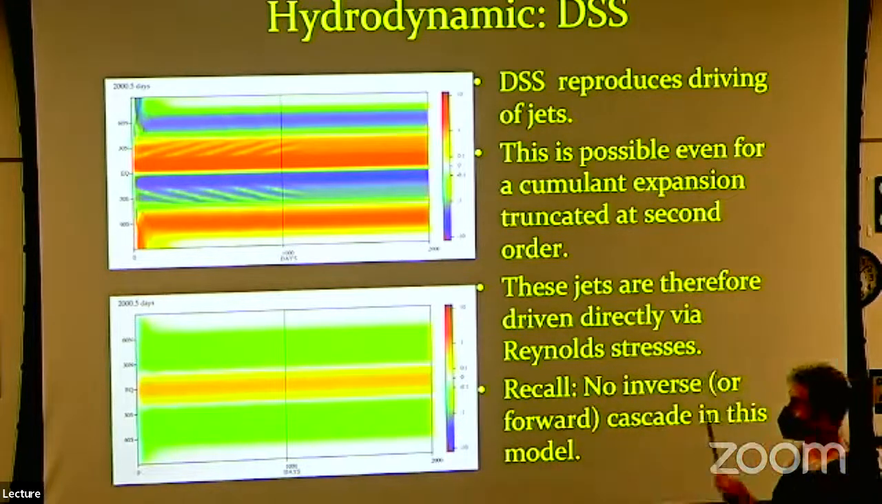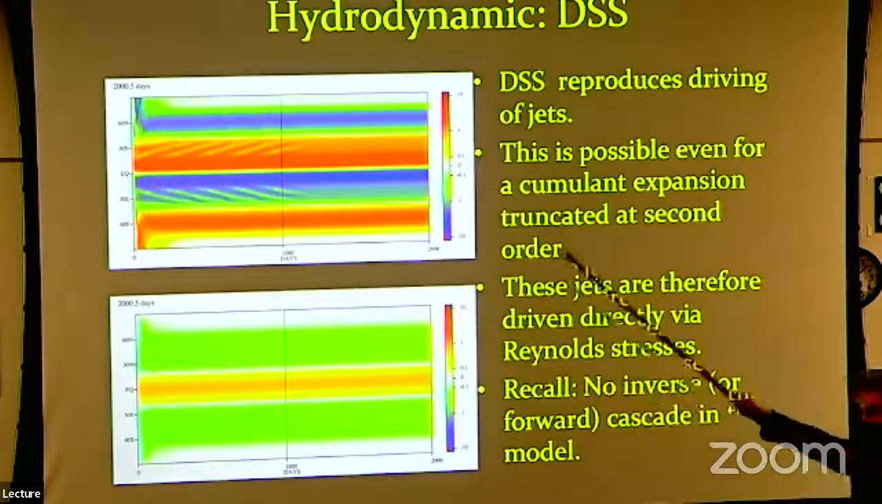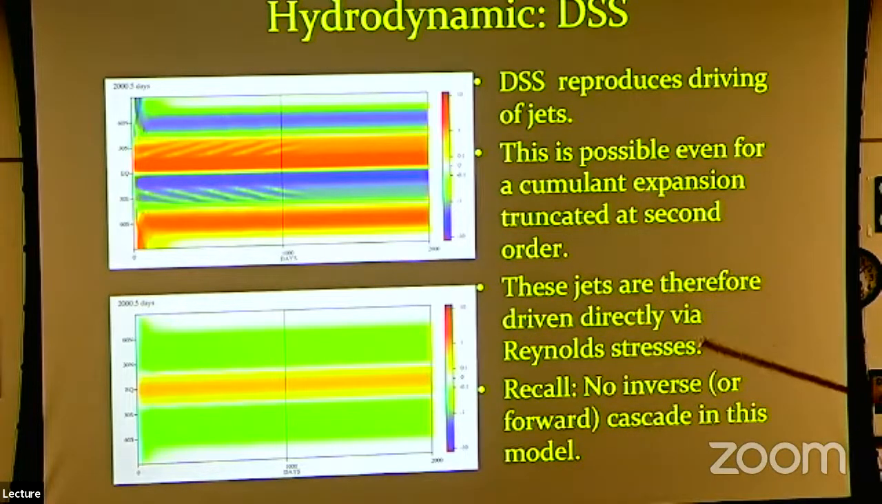So this is the direct driving of jets by Reynolds stresses. These jets are therefore driven directly by Reynolds stresses. As I say, recall there is no inverse or forward cascade in the model.